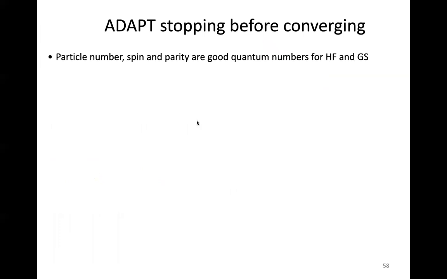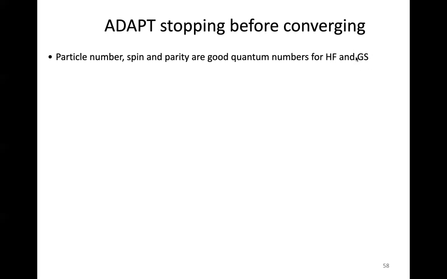But then what to do with ADAPT stopping before it converges? This is actually another problem. It's related to symmetry as well, but it's a bit different. One has to understand that, for example, for H4, particle number, spin, and parity are good quantum numbers for the Hartree-Fock state and also for our ground state. And they're actually the same.